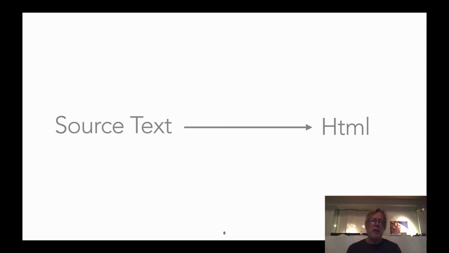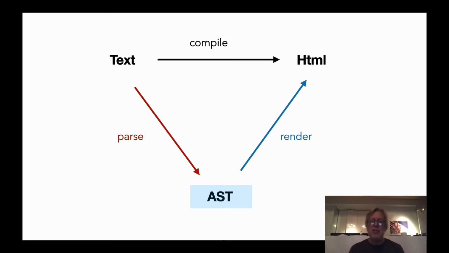So let's talk a little bit about how we can transform source text to HTML. The key is this triangle here. We don't want to take source text to HTML directly. That would be way too hard. What we first do is we parse it, we transform it into something called an abstract syntax tree. It's a tree structure, a graph of sorts, that expresses a kind of grammatical understanding of the source text. Once you have that, it's actually rather simple to render it to HTML.